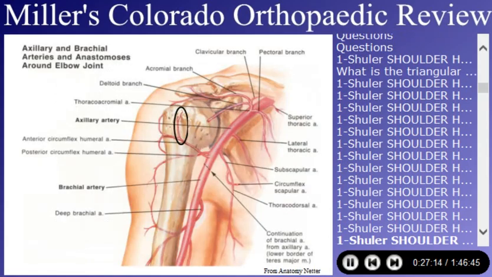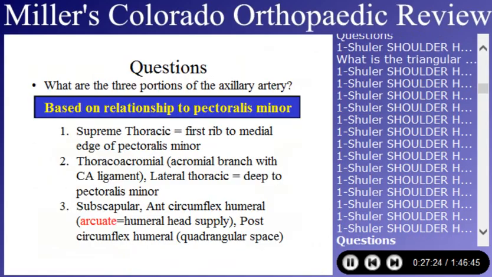I'll show you here. Coming down, right here, anterior humeral circumflex artery, branches the arcuate artery coming up to supply the humeral head. 3 portions of the axillary artery. Supreme thoracic is the first. Second is thoracoacromial. Remember that branch with the CA ligament, key testable material. And then the third is the anterior humeral circumflex, important there, the arcuate and humeral head blood supply. Don't forget also the posterior humeral circumflex is in the quadrangular space.